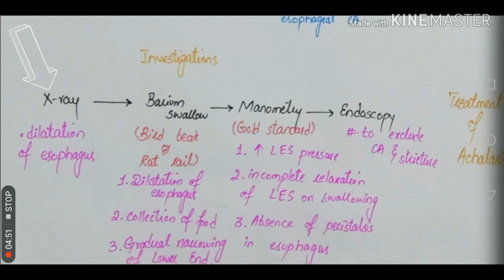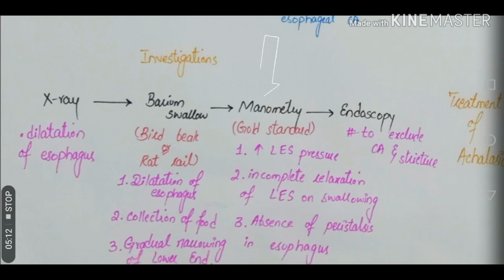X-ray will show dilatation of esophagus. Barium swallow is the second option. Barium swallow will show bird beak, or otherwise known as rat tail. There are 3 points which define this bird beak on a barium swallow, and they are dilatation of esophagus, collection of food, and gradual narrowing of the lower end of esophagus.